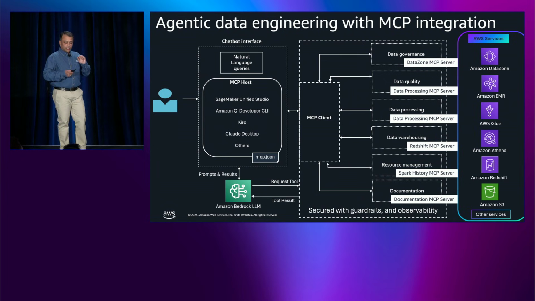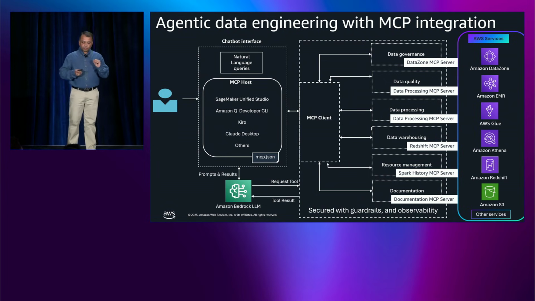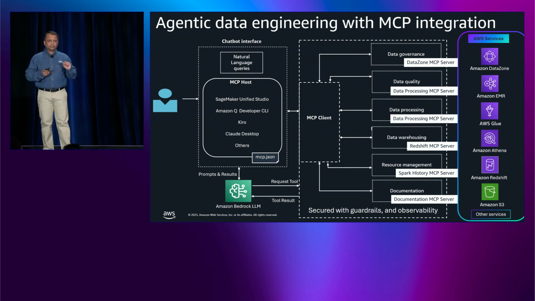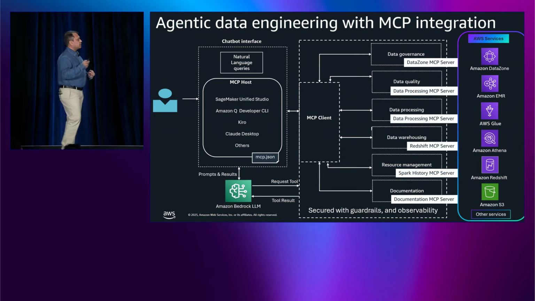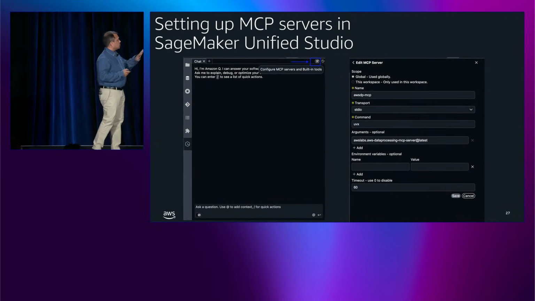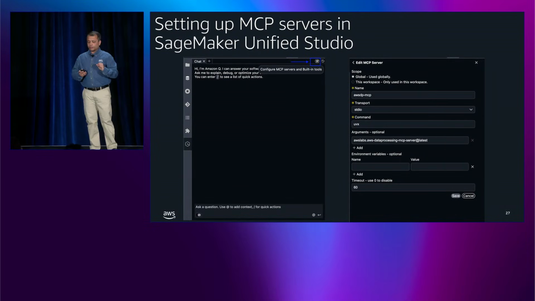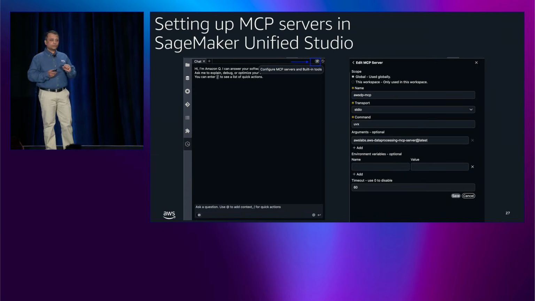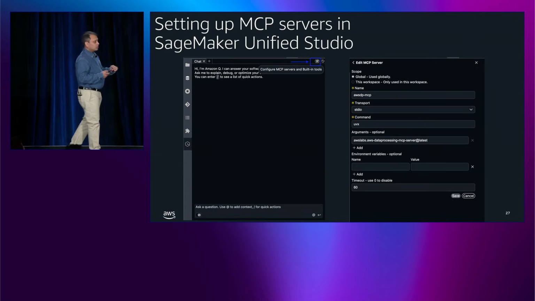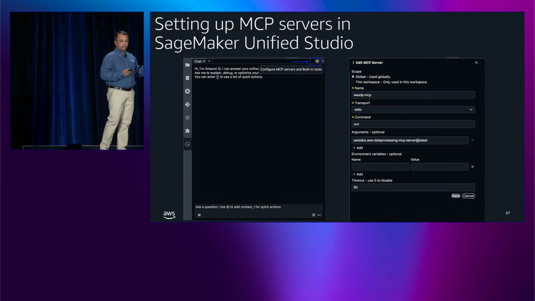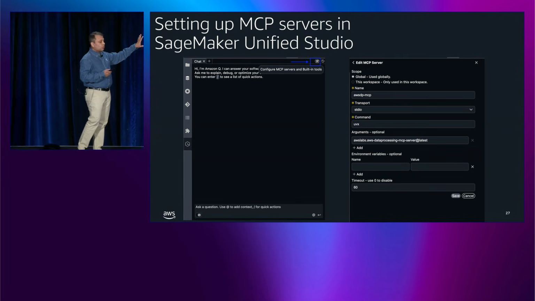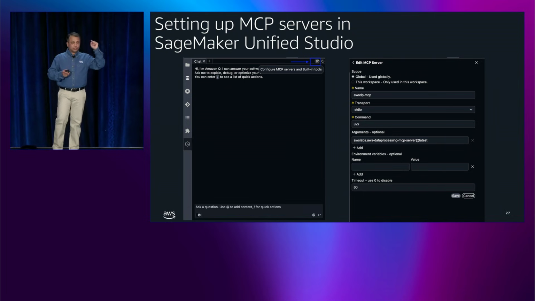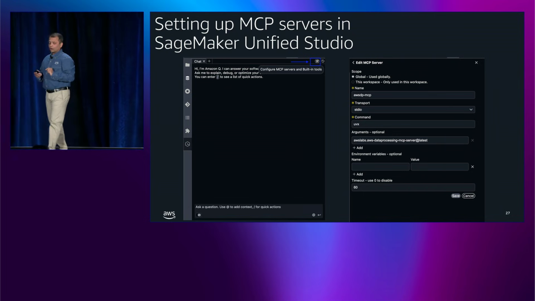Now, let's take a look at how we can configure an MCP server in some of the tools so that you can get going with some of these activities. So here is a screenshot of how you would do this in SageMaker Unified Studio. If you're familiar with SageMaker Unified Studio, this is the notebook experience there. On the left-hand side, you will see the Amazon Q icon. And once you click on that, there is a tool icon on the top right corner.